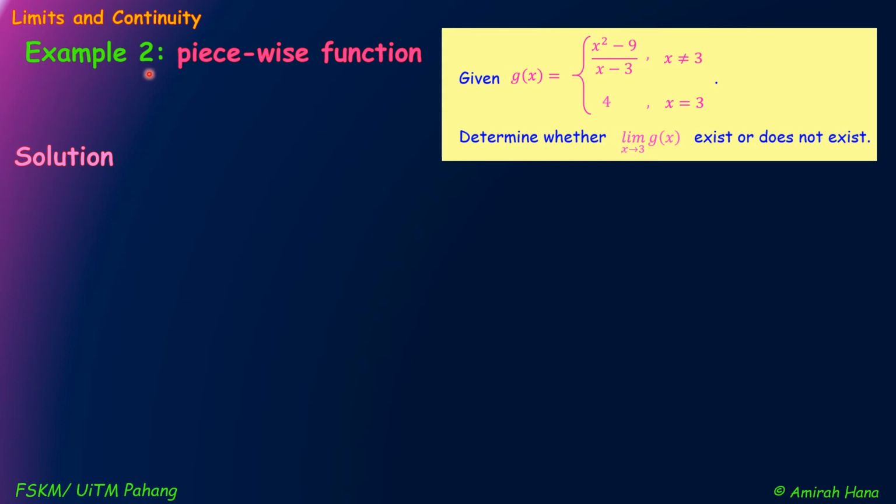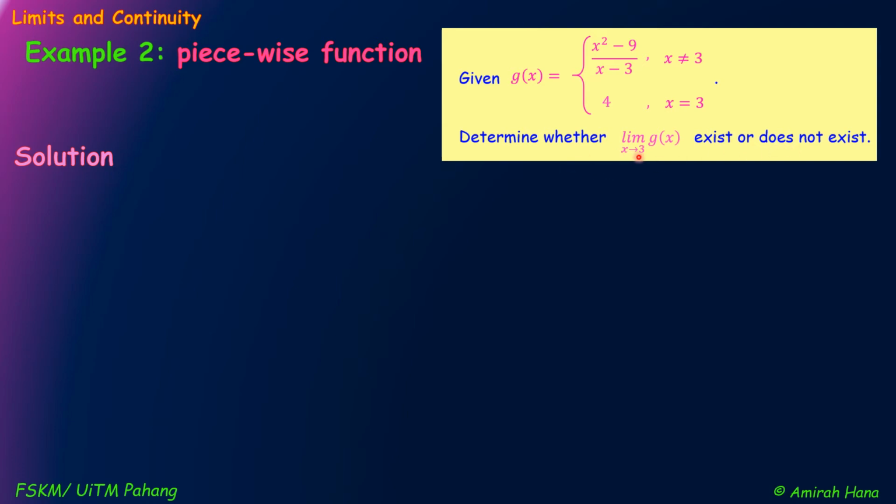We look at example 2, piecewise function. A piecewise function is a function where more than one formula is used to define the output over different pieces of the domain. Given g(x) equals the piecewise function (x squared minus 9) over (x minus 3) for domain x not equal to 3, and g(x) equals 4 for domain x equals 3. Determine whether the limit as x approaches 3 of g(x) exists or does not exist.